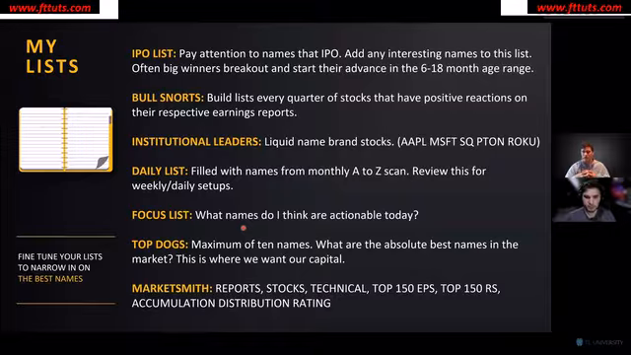Then next would be the focus list. So coming into every day, I have the ideas that I may trade. It's that simple. If I think something's actionable, if I like the chart pattern, if I think that there's an actionable trigger. Some days this may have no names on it. Some days it has 2 or 3. Some days it has 3 to 5. I'm usually not putting too much more than that on there because it's tough to buy 12 names in a day.